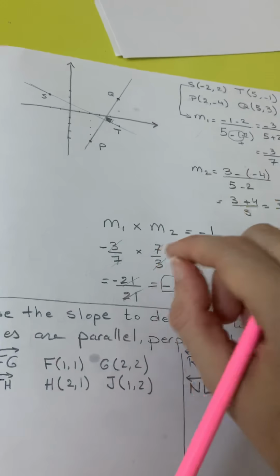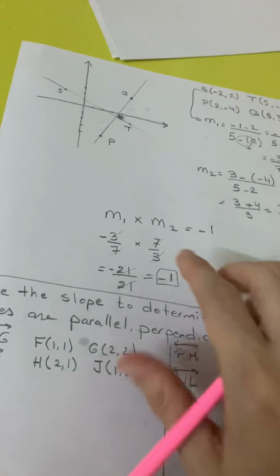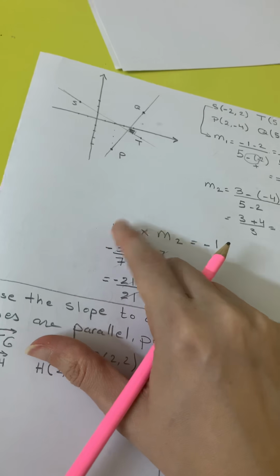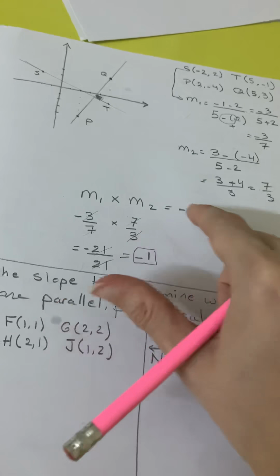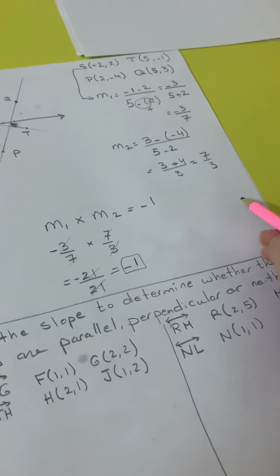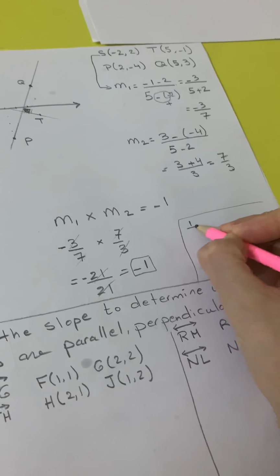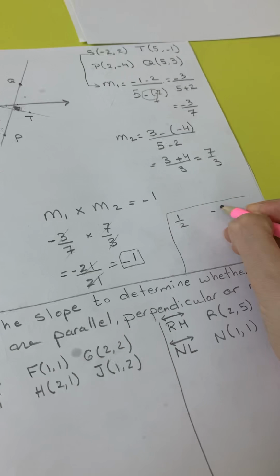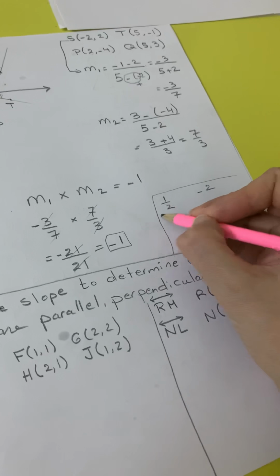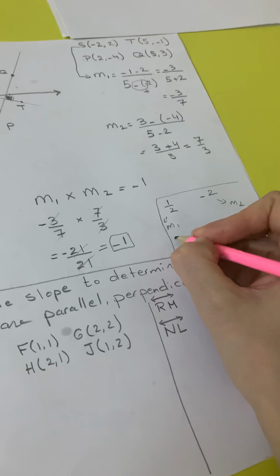So the relation between the slopes of two perpendicular lines is the following: the product, or the multiplication, of the first slope with the second slope should always be -1. Let me give you a small example aside. For example, if you have 1/2 and -2, this is M1 and this is M2.